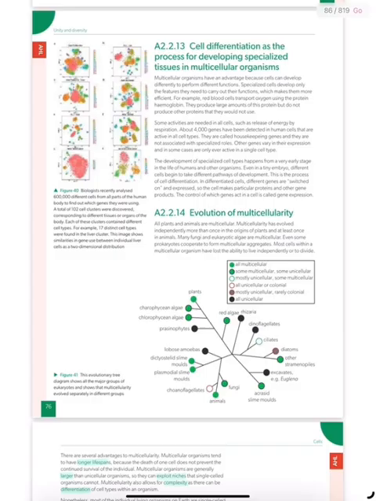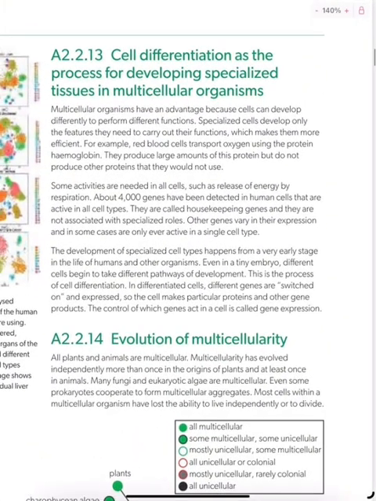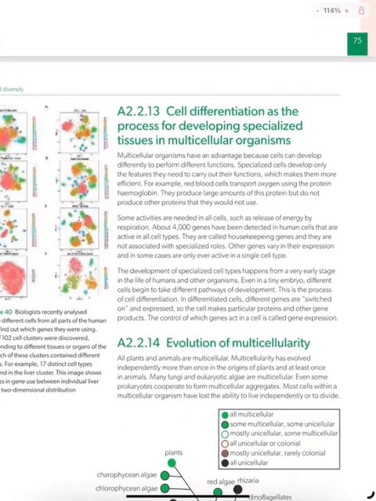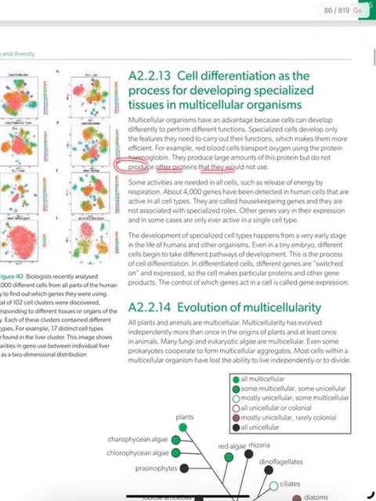Now we have cell differentiation, which is the process for developing specialized tissues in multicellular organisms. So multicellular organisms have an advantage because the cells can develop differently to perform different functions. Specialized cells develop only the features they need to carry out their functions, which makes them more efficient.